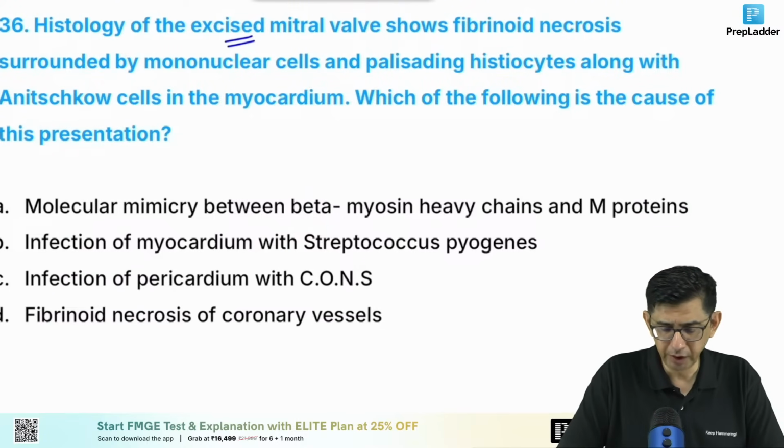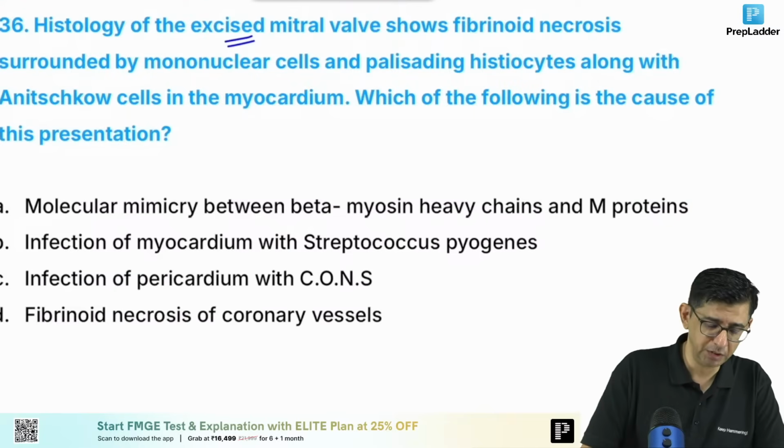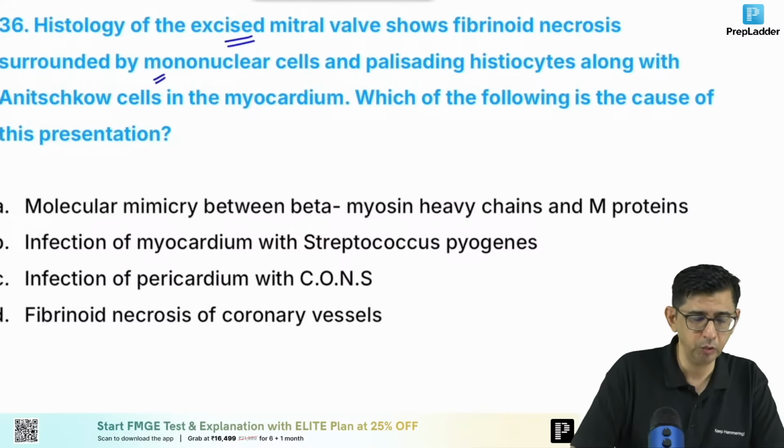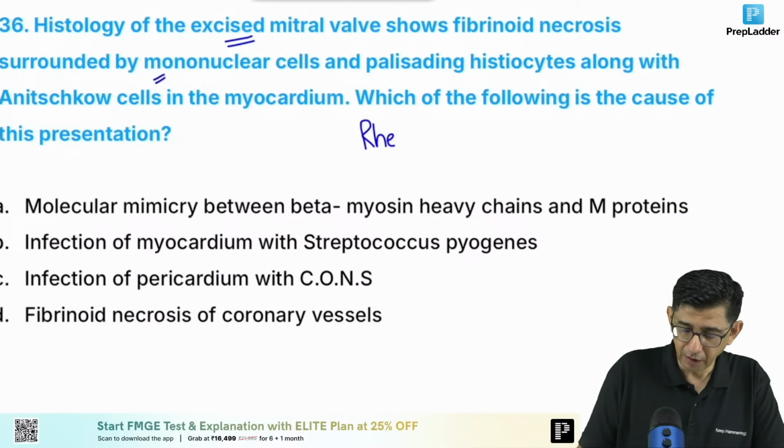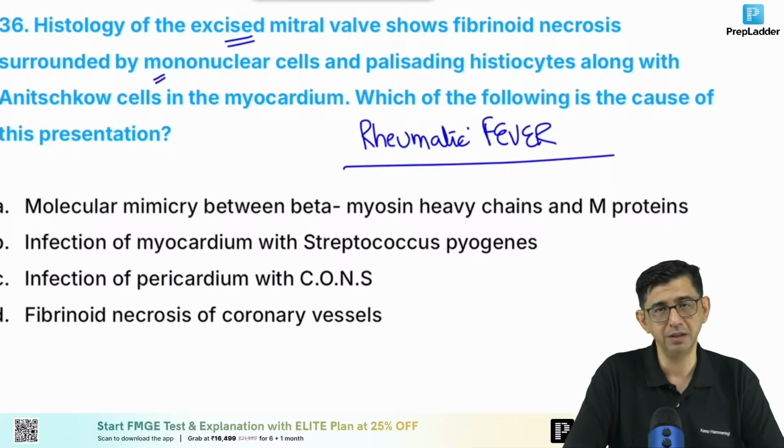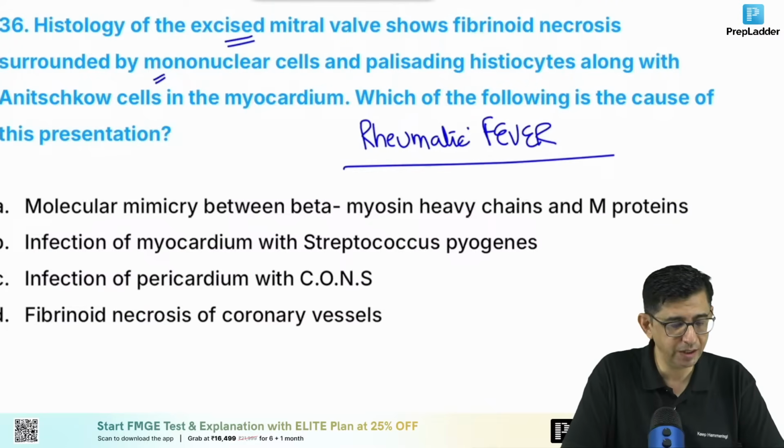and there is fibrinoid necrosis with mononuclear cells, histiocytes and Aschoff cells. The key word in the question is Aschoff cells. The moment you read that, you know that the pathology in this case is rheumatic fever. And it asks what is the cause of development of this rheumatic fever, which is an example of type 2 hypersensitivity reaction. And I don't need to say anything much more than that.